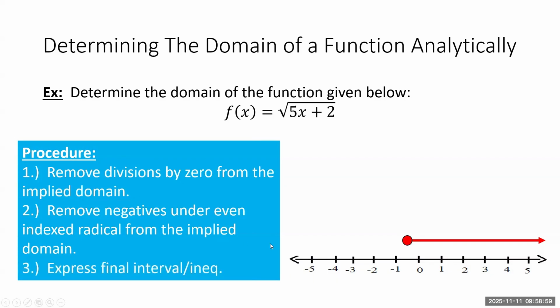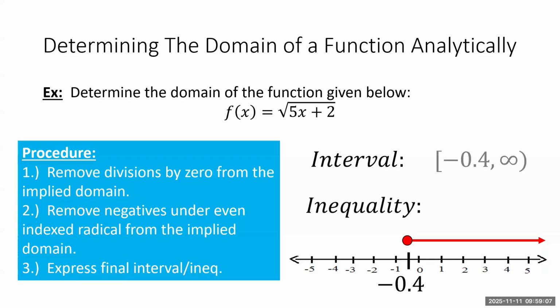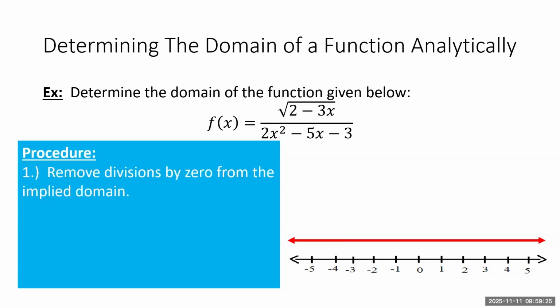And now I'm going to express my final interval or inequality. This is step 3 of my procedure. So if I write this as an interval, I'm including negative 0.4 in the space, and I'm going all the way to the right. So I would use the interval bracket, negative 0.4, comma, infinity parenthesis. As an inequality, I would say x is greater than or equal to negative 0.4.